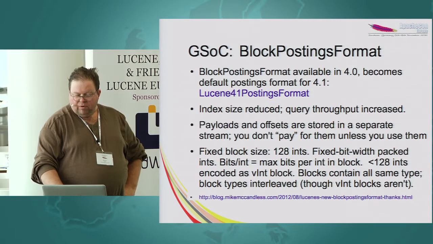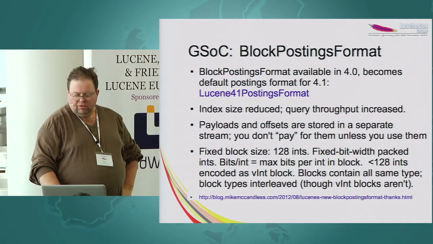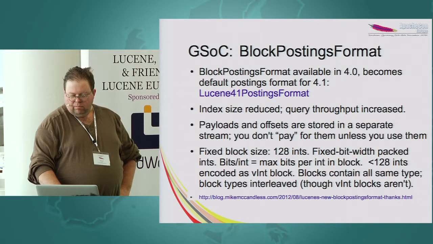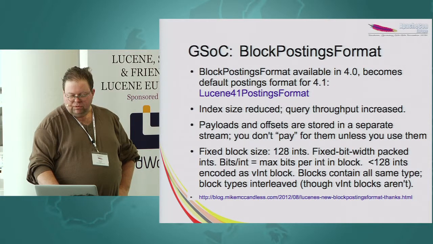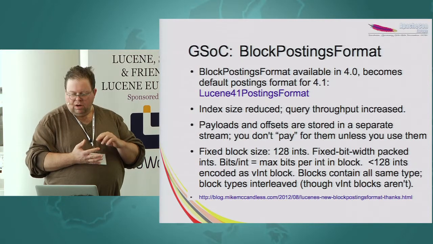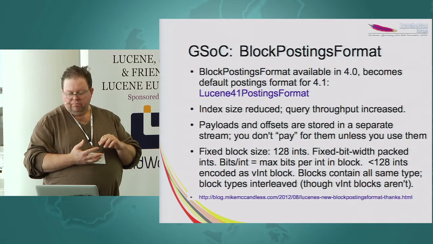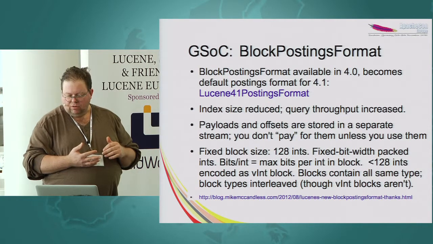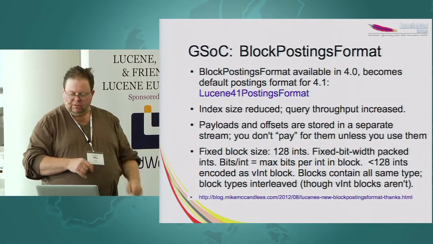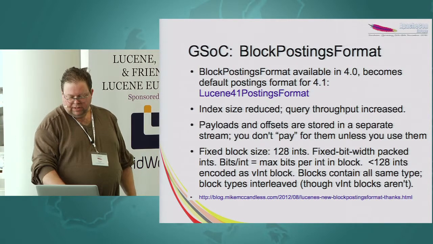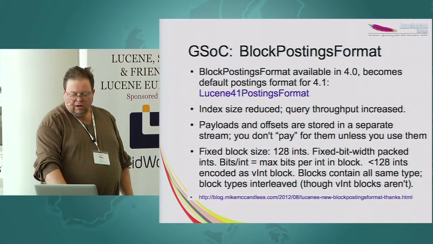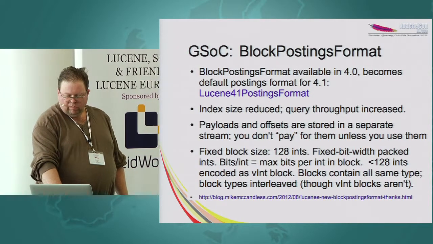So if there are fewer than 128 integers, they're encoded as a vint block, a variable integer block, and blocks contain all the same type. So frequencies are not mixed with the other forms of data that are stored in the index, for example, but the blocks of the same type are interleaved, although vint blocks here it says aren't. So lots more detail about this are at the link below at Mike McCandless's blog about this.